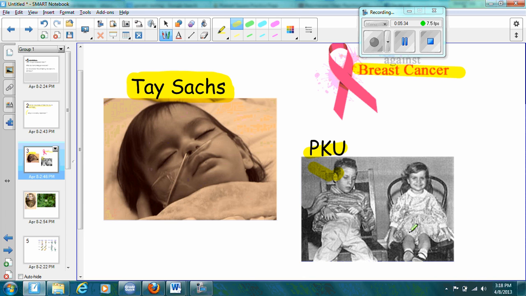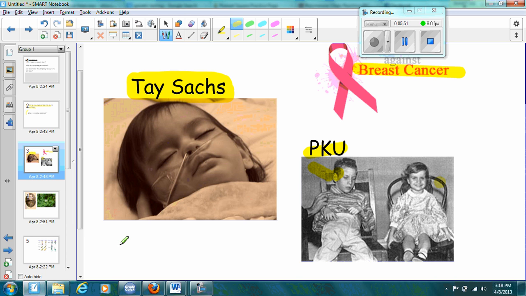So here, this is a picture from a long time ago. You can see they did not know how to genetically test back then. So he did develop mental retardation and problems. And this is why he looks so much different from his sister over here. So those are some reasons why genetics is important.